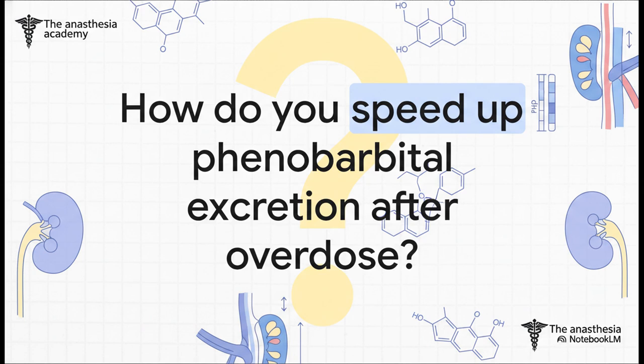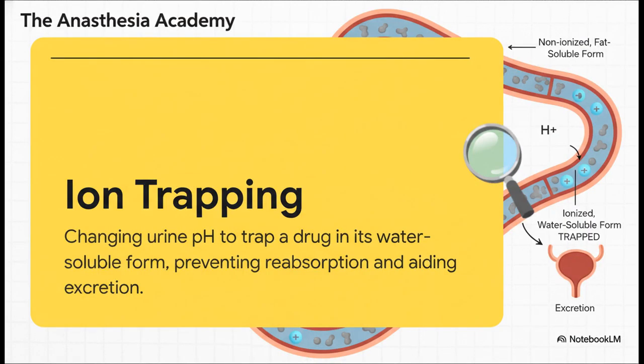Let's move on to another key principle, and we'll use a classic toxicology question to frame it. You got a patient with a phenobarbital overdose. And remember, phenobarbital is a weak acid. Your goal is to get it out of their system through the kidneys fast. So how do you play with their urine pH to make that happen? Do you go acidic or alkaline?